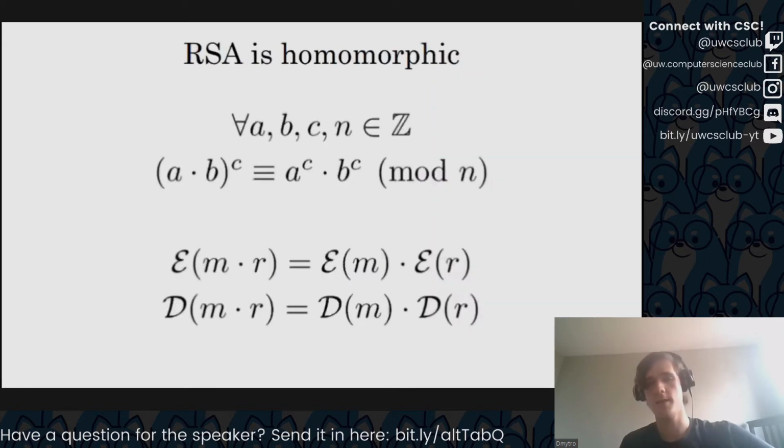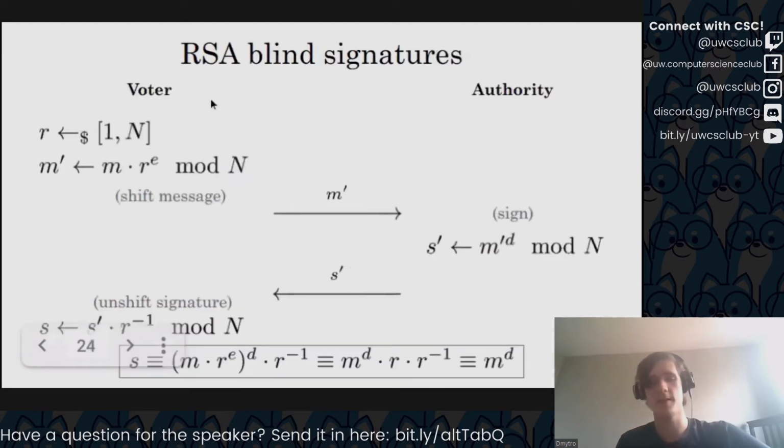Okay, and RSA also has another property, it's homomorphic, which means that the product of ciphertexts is a ciphertext of the product, and signatures have the same property. And this is why the scheme works right here. You pick some random offset r, you bring it to power e, you shift the message by it, then you sign this shifted message, and then you unshift the signature by r inverse. And if you check the algebra, you see that this works.